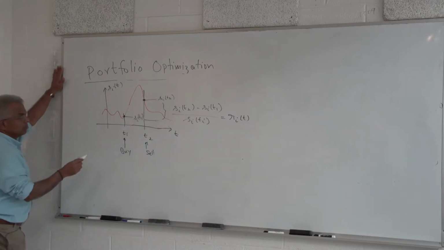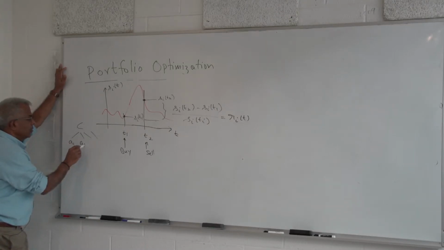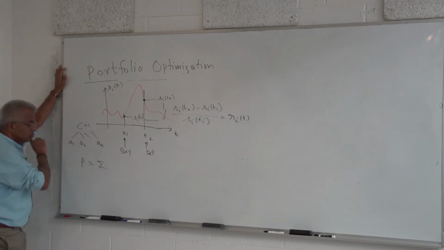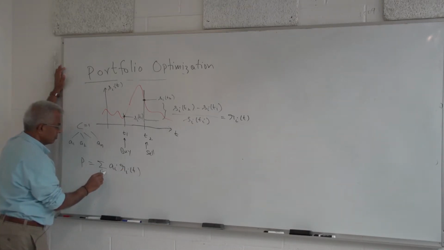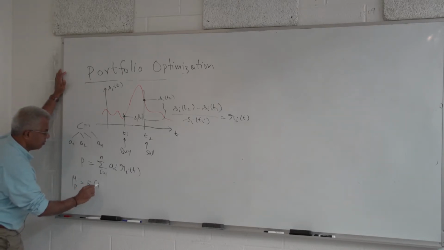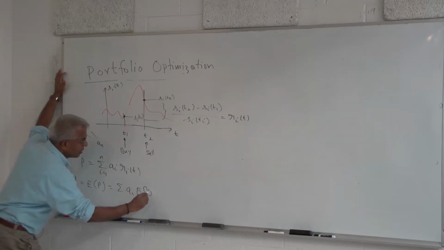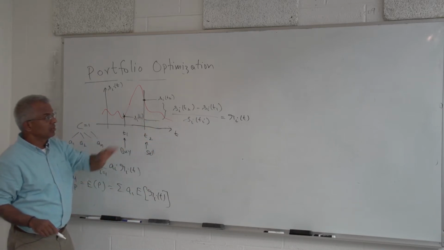And what we saw is that in the portfolio, if you have C, how do you allocate your money? A1, A2, etc., and these are the fractions of the money that go into each one. So the portfolio, let's say C is 1, is the sum of AI Ri of T. And so the mean value of the portfolio is the expected value of P. This is the summation of AI times the expected value of Ri of T. So this is the average return on the ith stock.